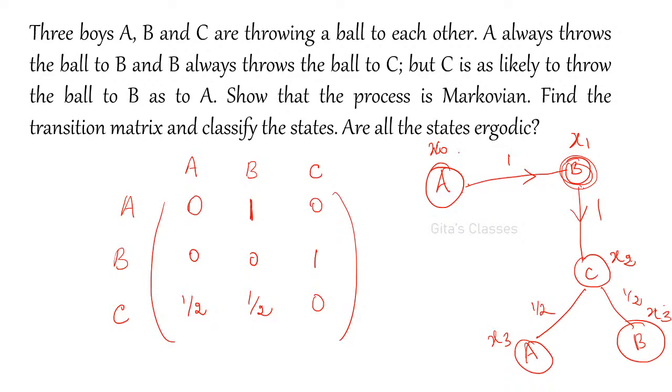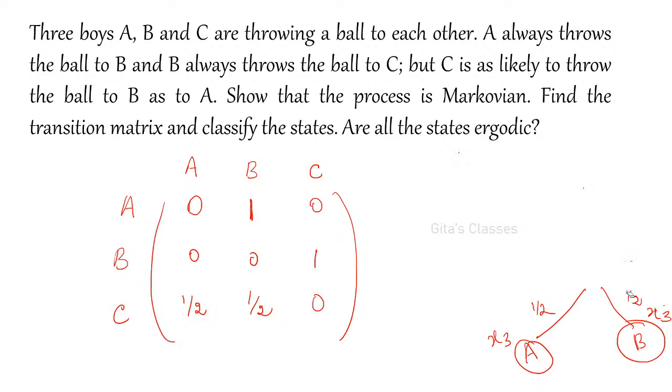Did you understand why it is Markovian? Because it depends only on the preceding state, not on all the previous states. Therefore, it is Markovian. This is how you have to explain. Suppose you start from A, then you can go to B, and from B, B can throw it to C, and so on.